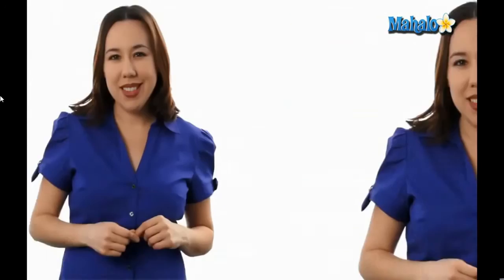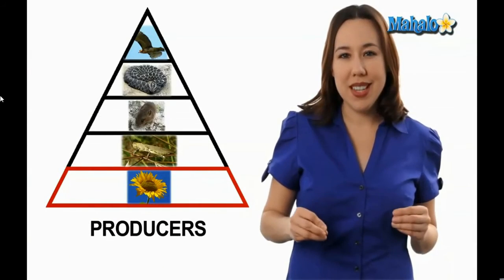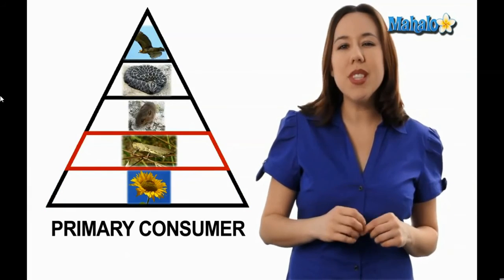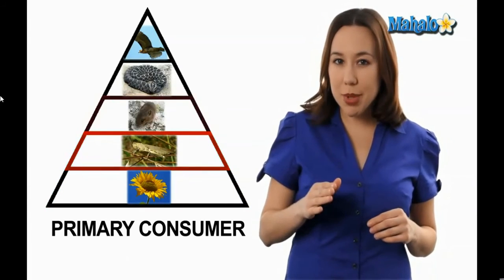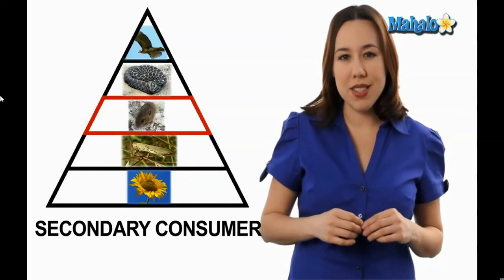So now, let's use a real-world example to illustrate our concept here. So we're going to start at the bottom with our producers. Let's use a sunflower. This sunflower is going to be eaten by a primary consumer. For example, we'll say a grasshopper. This grasshopper is then going to be eaten by a secondary consumer. Let's say a field mouse.